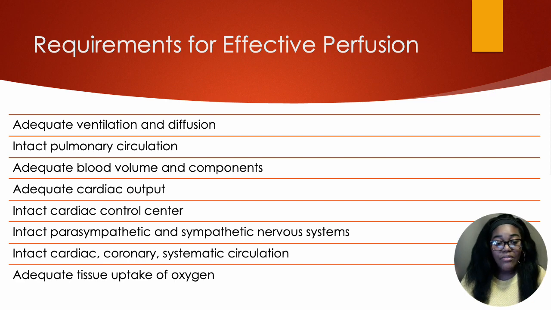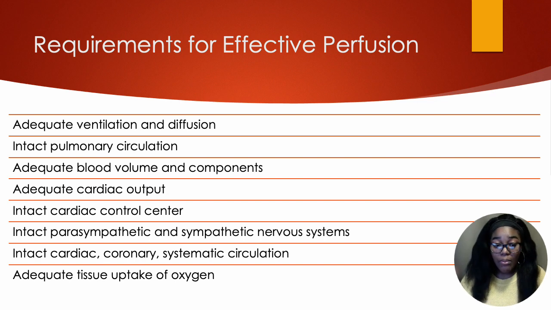Then you have to have your pulmonary circulation intact. Again, that is the process by which not only are we breathing in, but that's how the oxygen is distributed to the blood, which would then go to the rest of the body. So that circulation has to be adequate in order for you to have effective perfusion. You have to have adequate blood volume and the components thereof. So not only is it enough for you to have enough blood content, but you have to have enough plasma, you have to have all the components of blood, the fluid side of it as well.